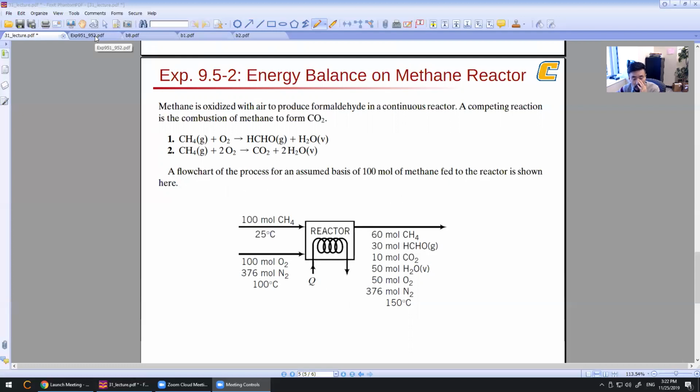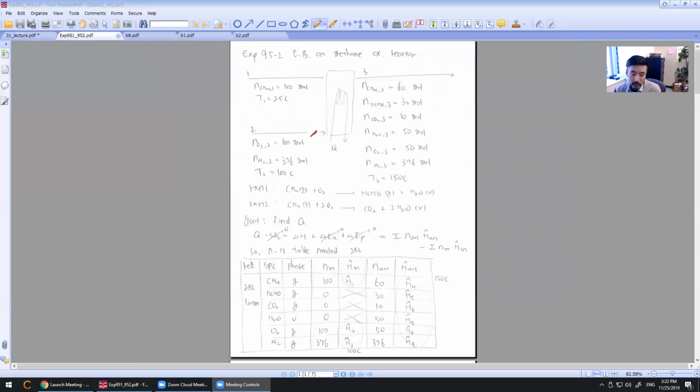So I'll solve this one for you. Here is the answer. Here's 9.5-2, energy balance on the methane oxidation reactor. This is basically the same diagram, using a reactor with pipeline 1, pipeline 2, and pipeline 3. In pipeline 1, the methane comes in as 100 moles, and the temperature of pipeline 1 is known as 25 degrees Celsius. For pipeline 2, we have oxygen and nitrogen coming in: 100 moles of oxygen and 376 moles of nitrogen. And the temperature of pipeline 2 is 100 C.